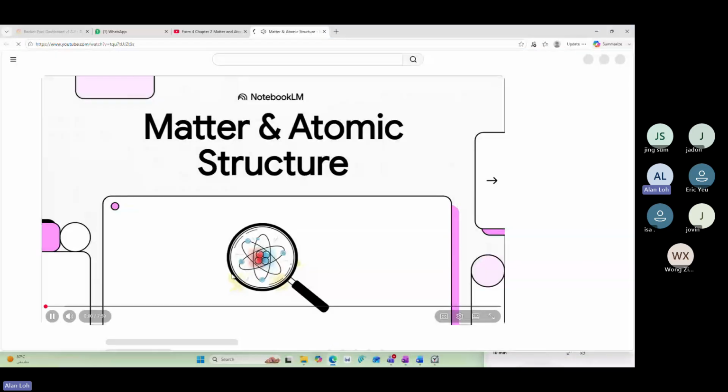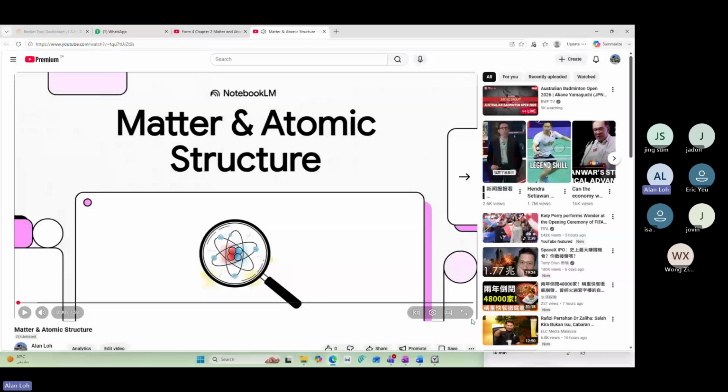Let's focus on the 4 drawers. Let's start now.